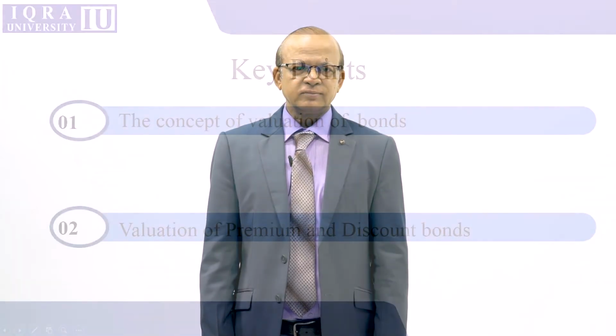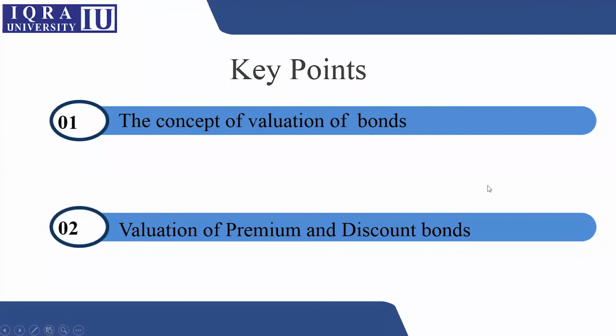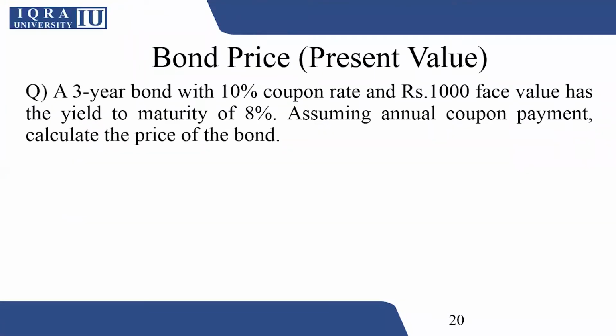Today I will cover bond price calculation. In this lecture, we will try to understand how to calculate various bond prices with the help of data available in the question. So these are the concepts that I will discuss in this lecture, and just see this question. A 3-year bond with 10% coupon rate and the face value is 1000 has yield to maturity of 8%. Assuming annual coupon payment, calculate the price of the bond.